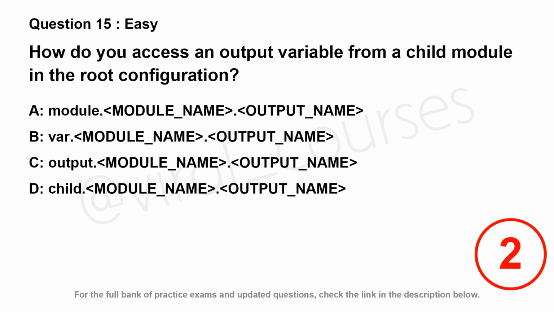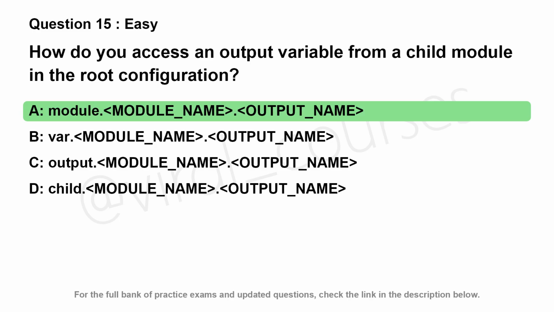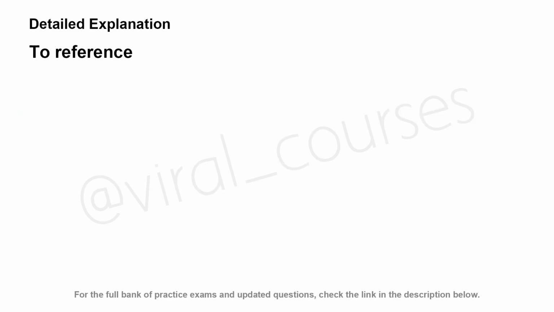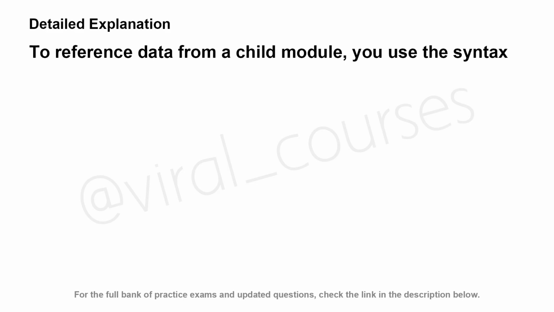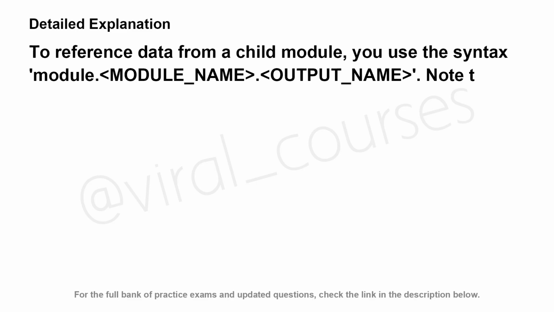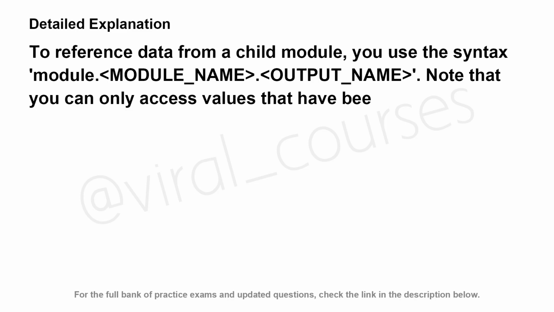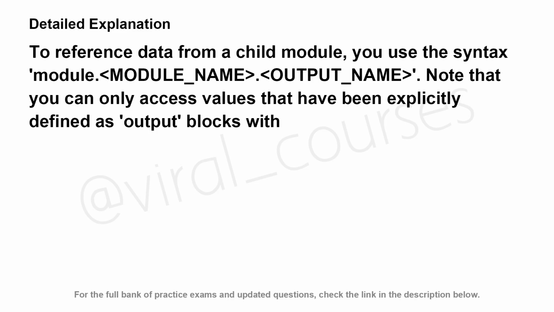The correct answer is A. To reference data from a child module, you use the syntax module.<module_name>.<output_name>. Note that you can only access values that have been explicitly defined as output blocks within that child module.